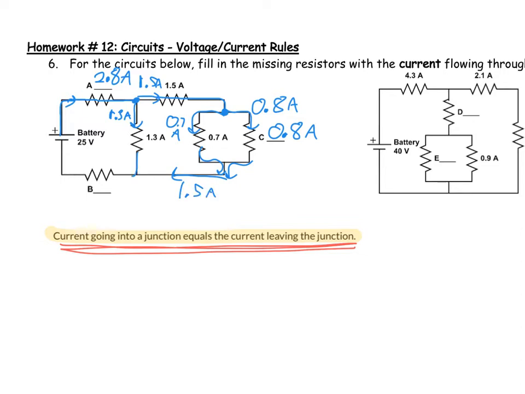That 1.5 combines with the 1.3 amps flowing down to create the current that ultimately flows through B. So the current through B must be the sum of this 1.3 and this 1.5, which means we have 2.8 amps going through B. And that makes sense because then that 2.8 amps is going to continue around through the battery and back to A, where we still have 2.8 amps.